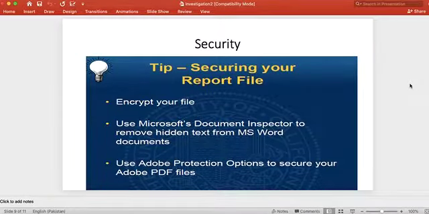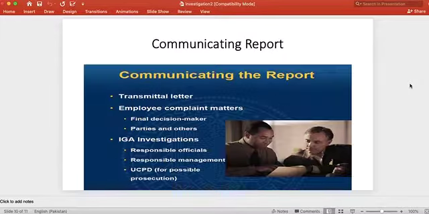Online security is very difficult, however, encryption is one of the ways through which the report can be secured. Similarly, for this purpose, we can use Microsoft Document Inspector to remove hidden text from an MS Word document. So in that way also security can be ensured. Then the Adobe protection option can be used by converting the file into PDF. PDF files are very unlikely to be converted or changed. But whatever the case may be, the purpose of all these three things is that the report may be secured and it may not be damaged or stolen by someone else.